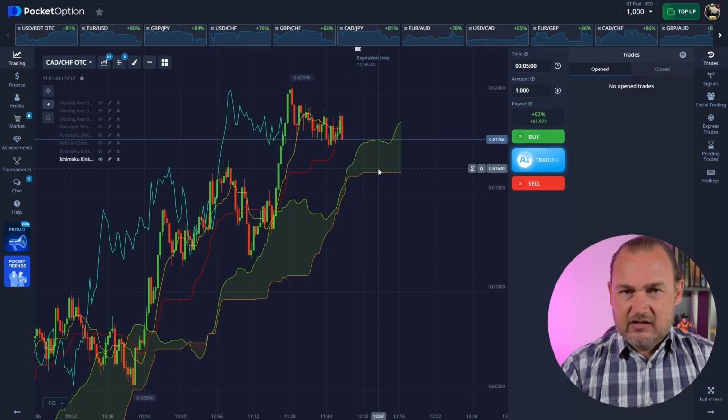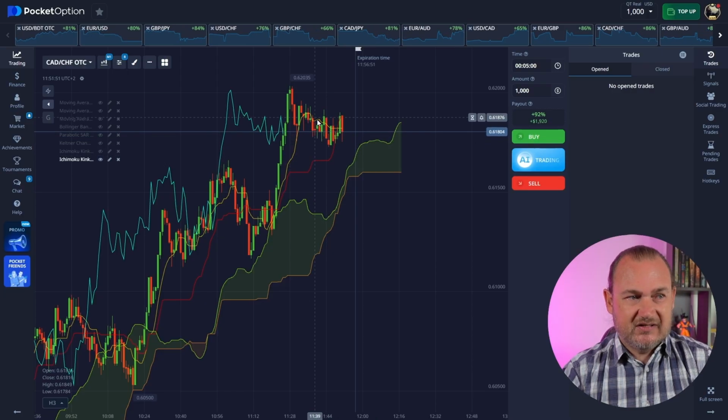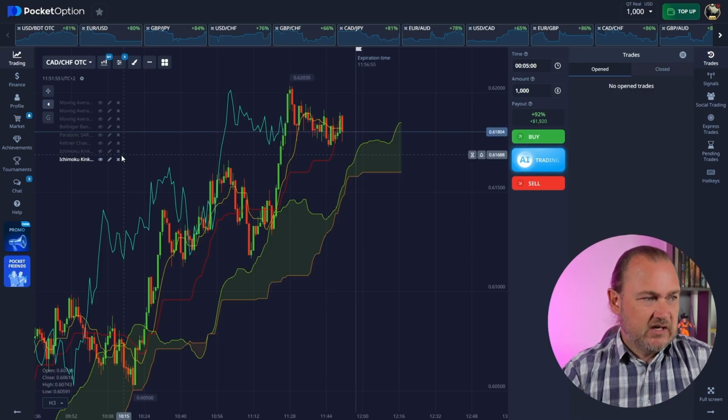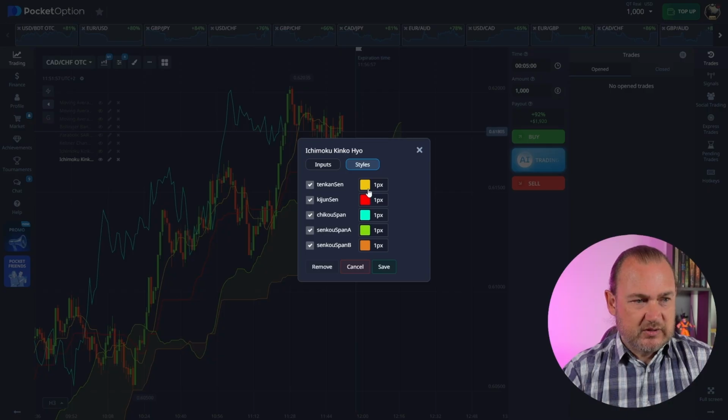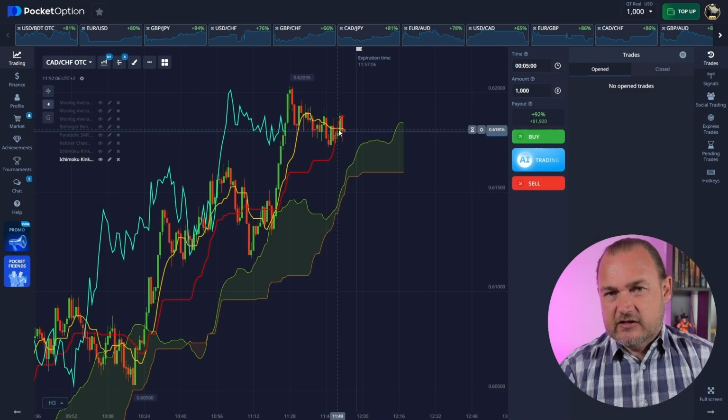So this is the cloud. Next up we have the Kijun-sen and the Tenkan-sen. The Kijun-sen is the red line you see here, and then we also have the Tenkan-sen, which is the yellow line that we see here. Maybe I should make them just a little bit thicker so we can see them more clearly. And there we go. Okay, so we've got those two lines there.